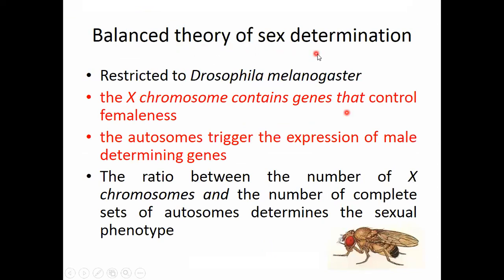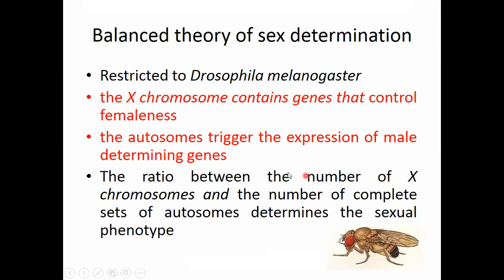So what is balanced theory of sex determination? That is restricted to Drosophila melanogaster. So ये केस जस्ट हम ड्रोसोफिला पे अप्लाई करते हैं, ये ह्यूमन पे अप्लाई नहीं होता. The X chromosome contains genes that control femaleness. The autosomes trigger the expression of male determining genes.